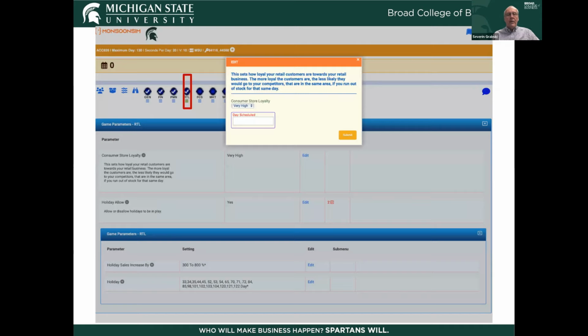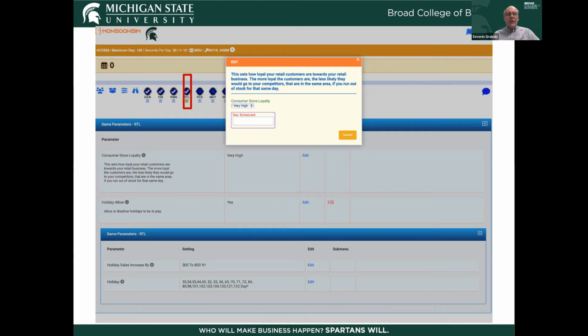Also on the retail setting, there are a number of parameters. This is one that I think is kind of fun, especially when students have the stores all located in the same city. You can identify how loyal the customers will be, and then you can have the loyalty change throughout the game, so the students have to react to that. On the bottom of the screen, you can see the holidays listed, and you can select which days are going to have holidays, that is, increased sales.